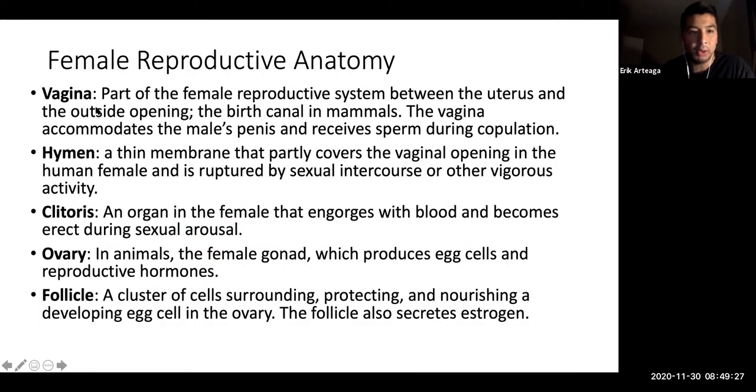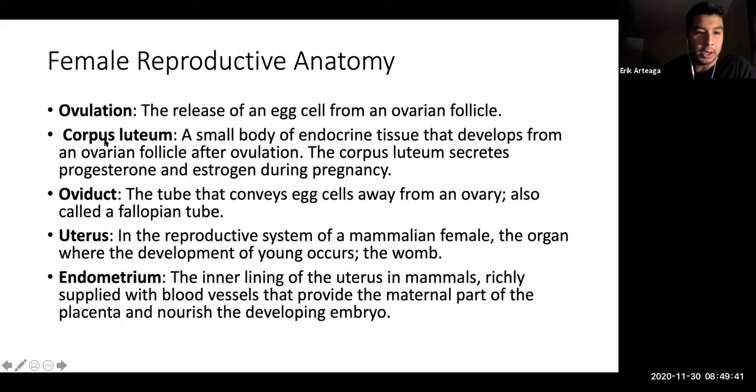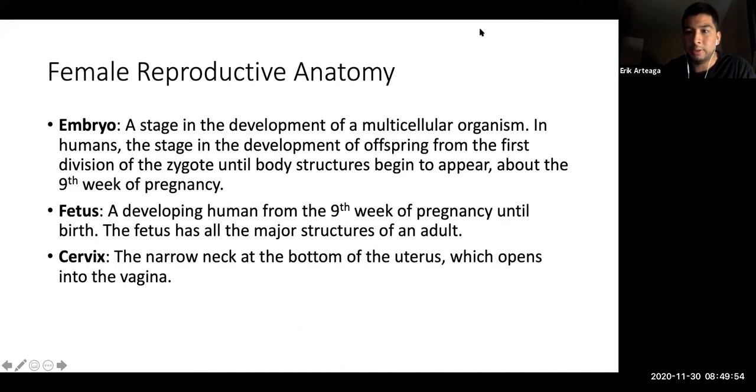Same thing with the female reproductive anatomy. Okay. So know the different terms. So vagina, hymen, clitoris, ovary. Actually, don't really need to worry about the hymen. I won't ask you about that. But ovary, follicle, clitoris, vagina. Know about ovulation, the corpus luteum, oviduct, uterus, endometrium, which is going to be that inner layer in the uterus that allows for attachment of the fertilized egg.